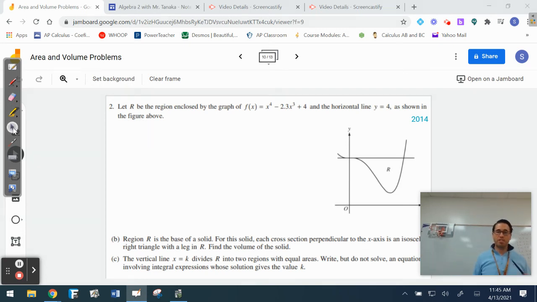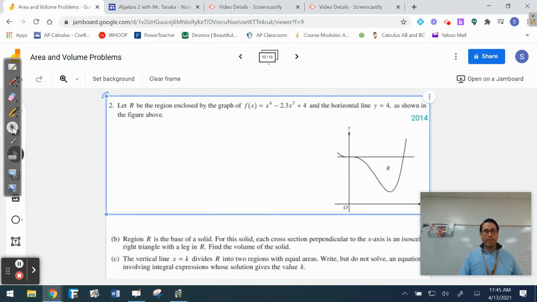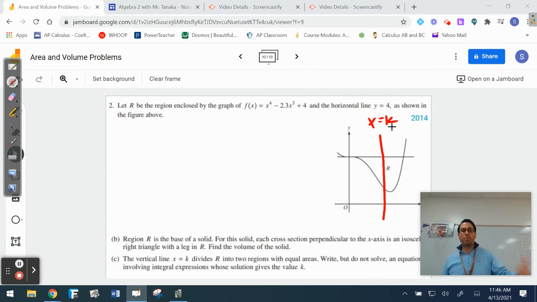Make sure you hit pause and try the last one on your own because it is the tough one. Okay, we have a vertical line, x equals 5. Boom. Whoa, what? Okay, we got a vertical line, x equals 5, and it's going to split this region in half. x equals k. It's going to split that, but do not evaluate; write an expression involving integral expressions whose solution gives the value of k.